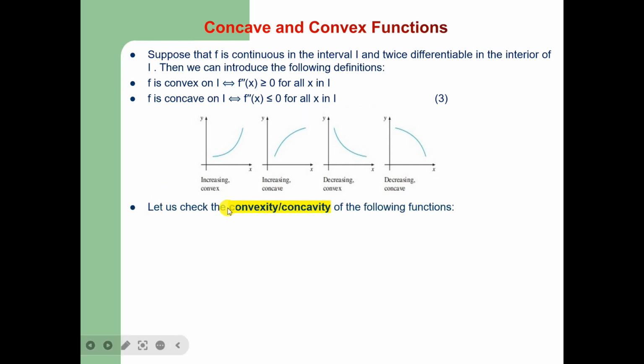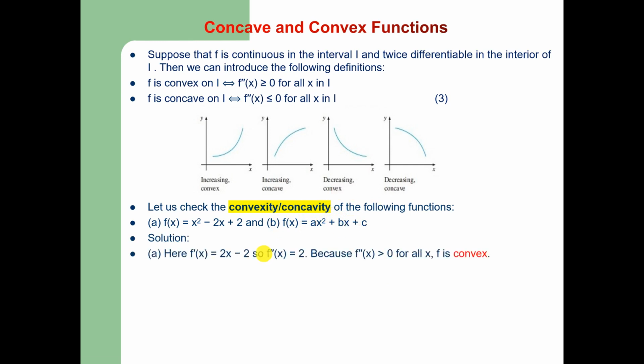Now let us check the convexity and concavity of the following functions. A, where y is a function of x, is equal to x square minus 2x plus 2, and another function is ax square plus bx plus c. Now first let us solve the first equation. Here the derivative of f of x is equal to 2x minus 2, and the second derivative of this function is equal to 2. Since the second derivative is greater than 0 for all x, f is convex. So this function is convex.